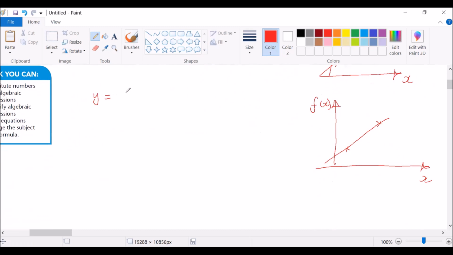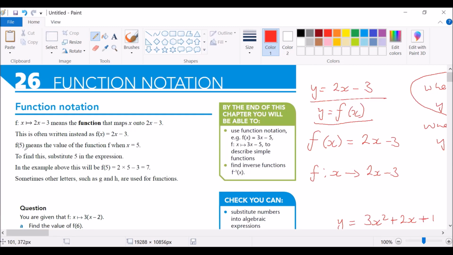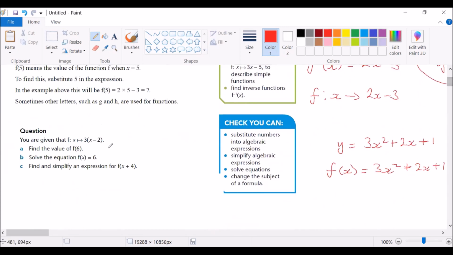Instead of saying y is equal to 3x squared plus 2x plus 1, we can say f of x is equal to 3x squared plus 2x plus 1. So when you see function notation, just know it is another way of expressing a function. So we can see here f of 5 means the value of the function f when x is equal to 5. Let's look at the question.